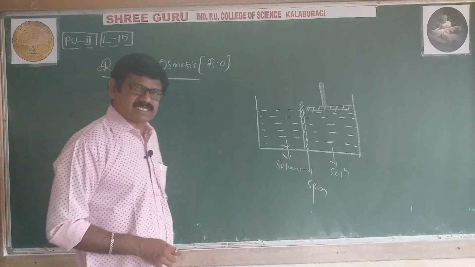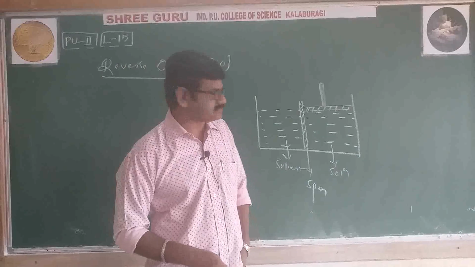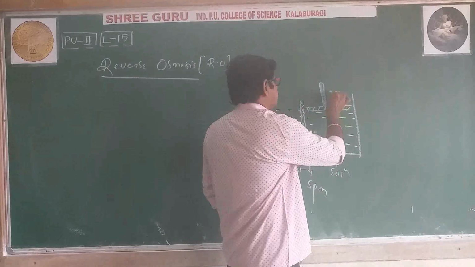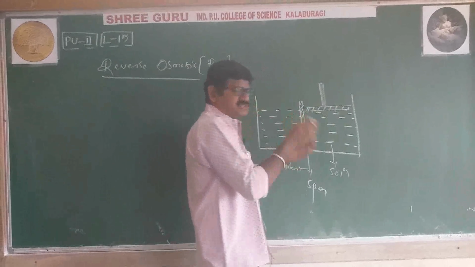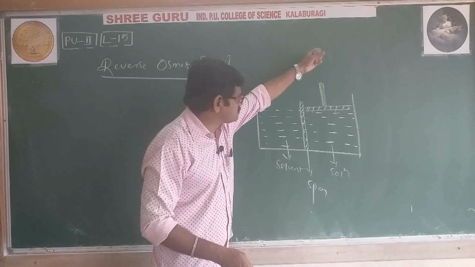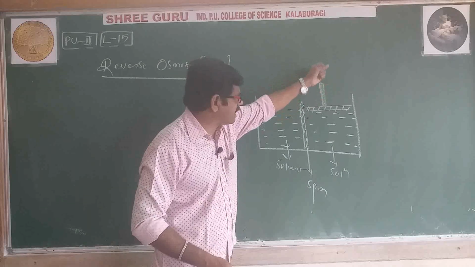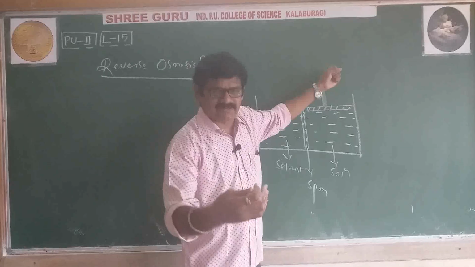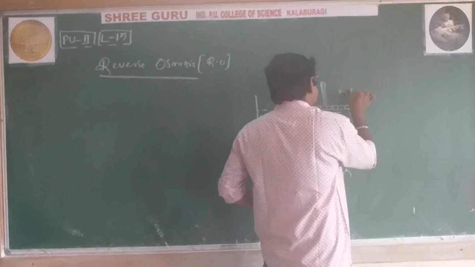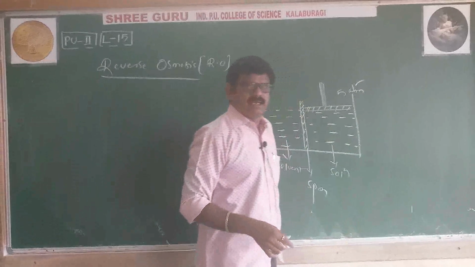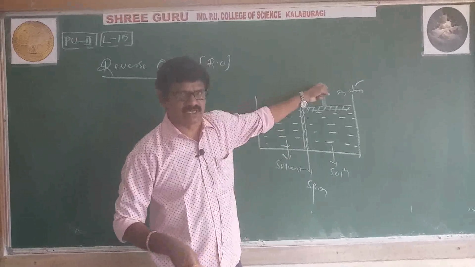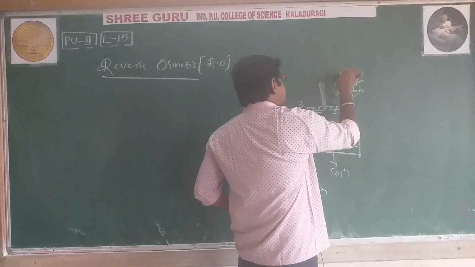Now in reverse osmosis, suppose, to stop the osmosis process, I am just applying pressure. I apply 1 atmosphere, 2, 3, 4, 5. Suppose at 5 atmospheres pressure, osmosis has stopped. Then we can say that it is the osmotic pressure.